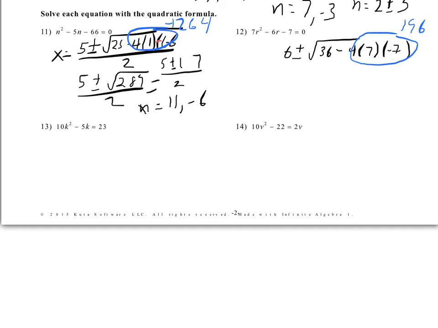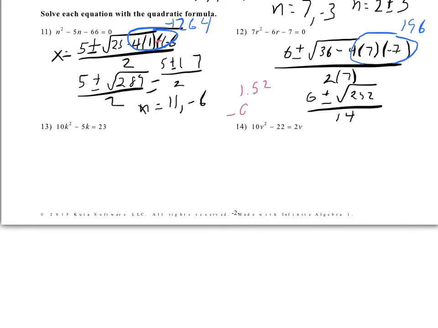Excuse me, I should probably finish out my denominator here. All over 2 times 7, so it's 14 on the bottom. So we said 6 plus or minus the square root of 232 all over 14. Okay, square root that. I don't have the space, so I'm just going to cut to the chase here. Our answers would be 1.52 and negative 0.66.